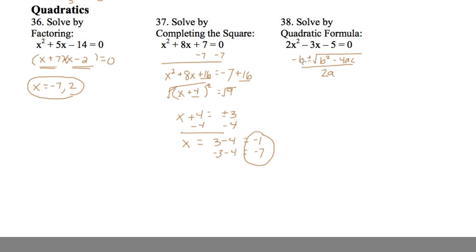So the negative of negative 3 is 3, plus or minus, let's see, b squared, negative 3 squared. Negative 3 times negative 3 is 9, so that's a 9. Minus 4 times a times c, all over 2 times 2, which is 4.